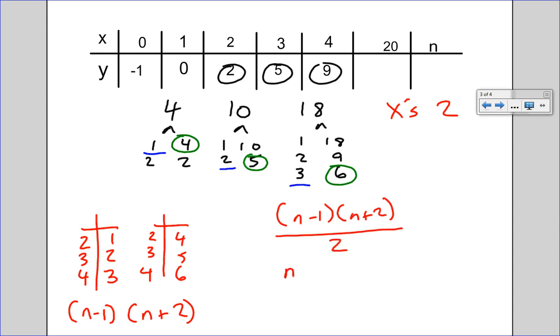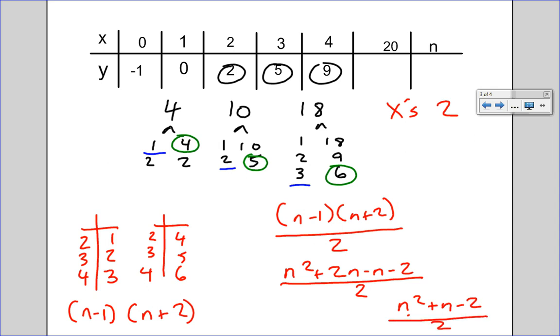So multiply out, you get n squared plus 2n minus 2 over 2, which reduces down to n squared plus n minus 2 over 2. And that is your final answer for the equation. Plug in 20. 20 squared is 400, plus 20 is 420, minus 2 is 418. Go ahead and divide that by 2, and you're going to get 209.